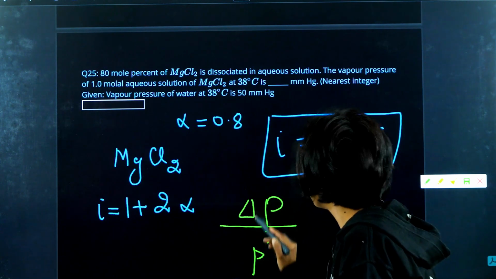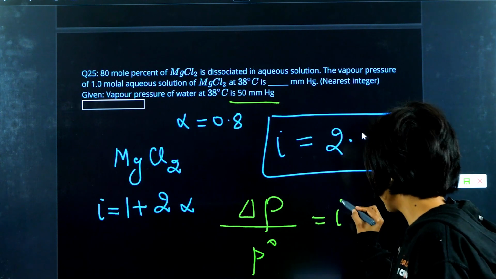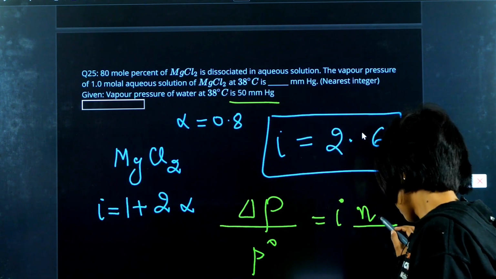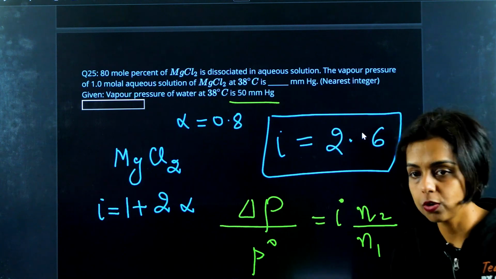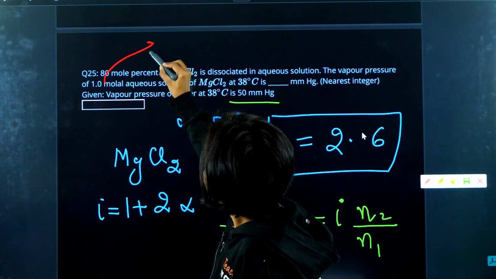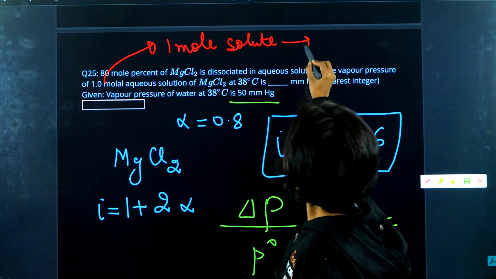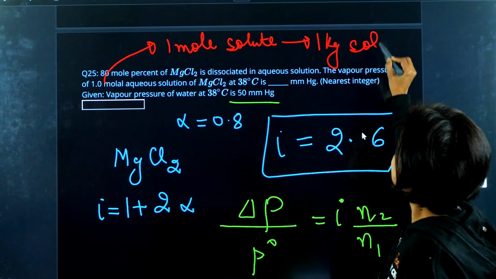Then P naught is the pure solvent vapor pressure that is given to you. Then the van't Hoff factor i, and moles of solute by moles of solvent. So the i value you know. A 1 molar aqueous solution means 1 mole of MgCl2 is present in 1 kg of the solvent, that is water.